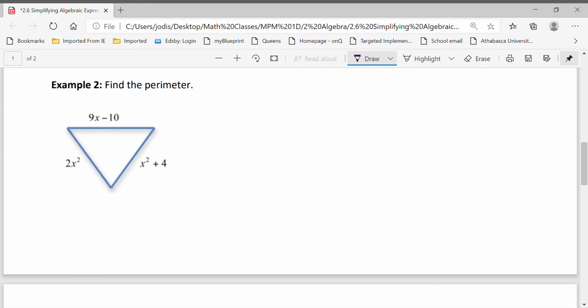So let's try some of these geometric ones. So we want to find the perimeter of this one. So we know, again, perimeter for triangles is just side 1 plus side 2 plus side 3. So we just have to add these up. So 9x minus 10 plus 2x squared plus x squared plus 4. So these are all just nice, easy adding ones.